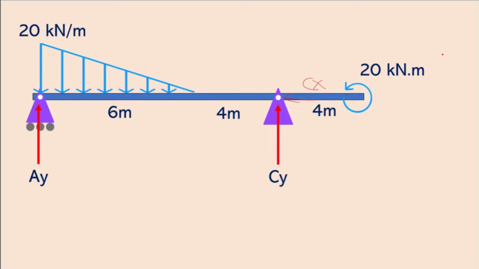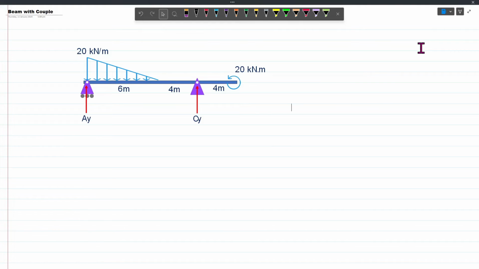Now, in order for you to see the whole beam, I will just transfer this one sa OneNote. And then doon na tayo magfo-form ng shear and moment diagram. And so first, we will try to solve our reactions. And so diba, we can get AY if we will take moments about C. Because again, this is A, this is B, this is C, and this is D. So taking moments about C, we can get AY.